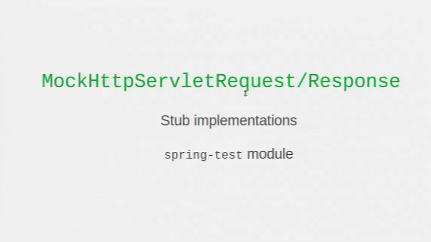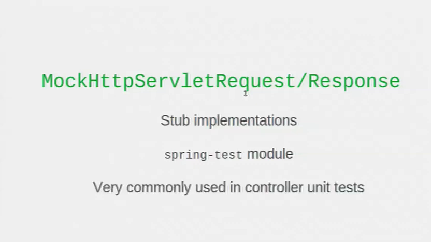And they're part of the Spring Test module when you need to use them, and they're very commonly used in controller unit tests. So typical controller unit tests, you just instantiate the controller, maybe inject it with some stubs or mocks for your business services, so you're not going to the actual database. And then you start writing your tests, and you're calling the controllers, passing the model, whatever arguments you need to pass.